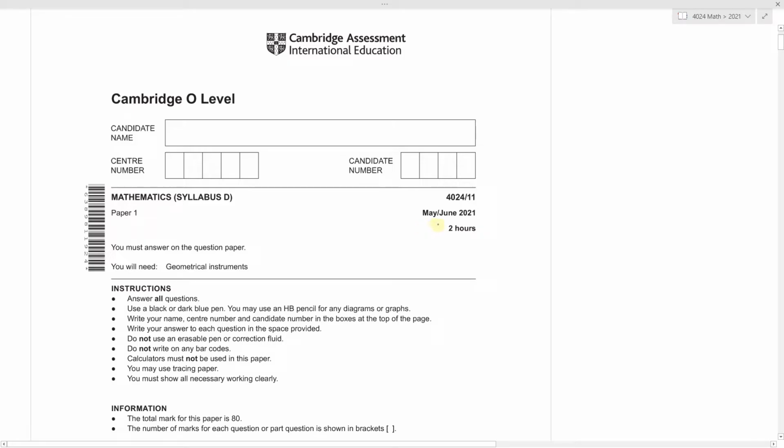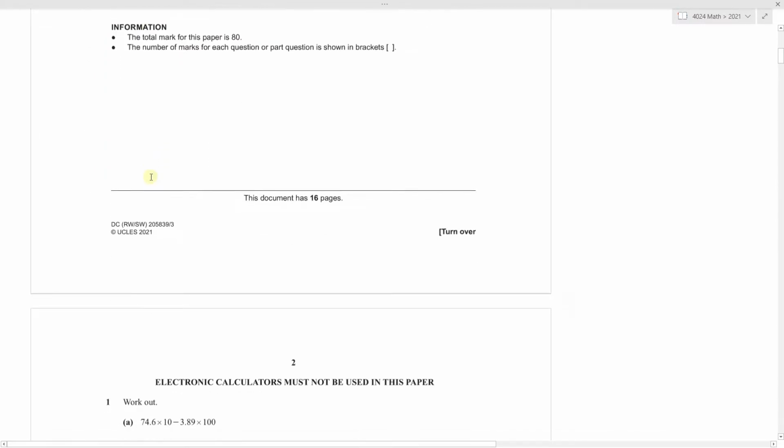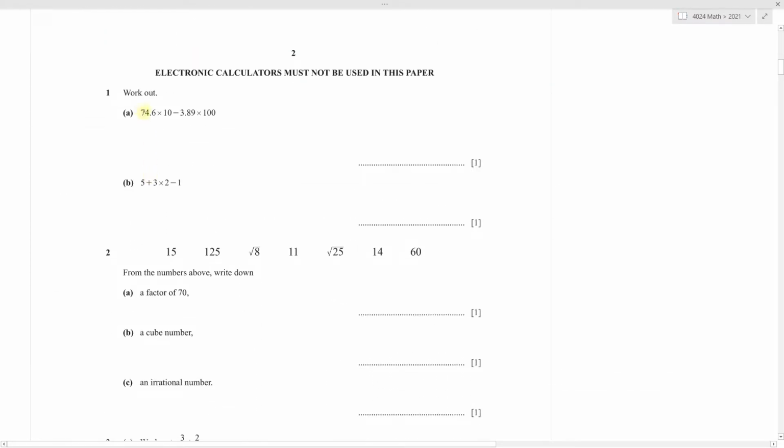So let's solve May-June 2021, paper 1, variant 1 for O-level mathematics. Let's start with question number 1. Part A is work out 74.6 multiplied by 10 minus 3.89 multiplied by 100. So we'll first do these multiplications and then do the subtraction afterwards.